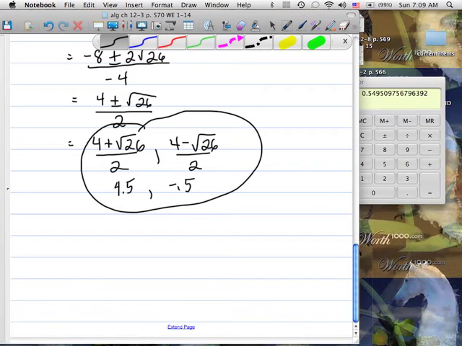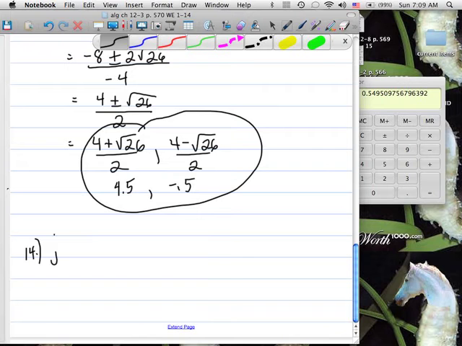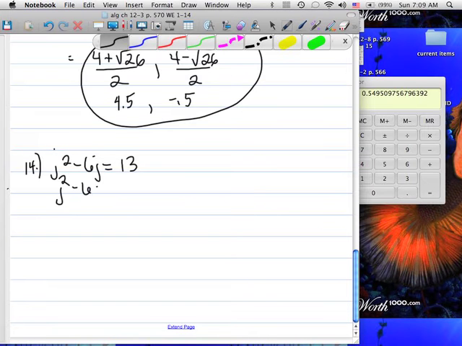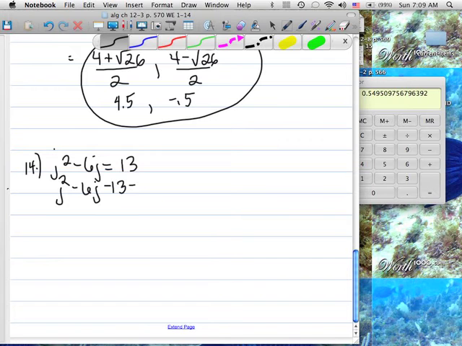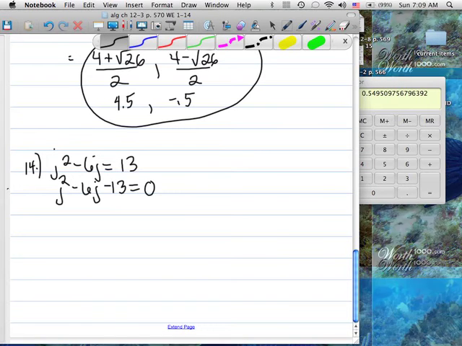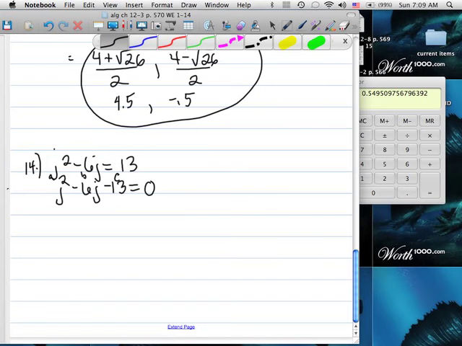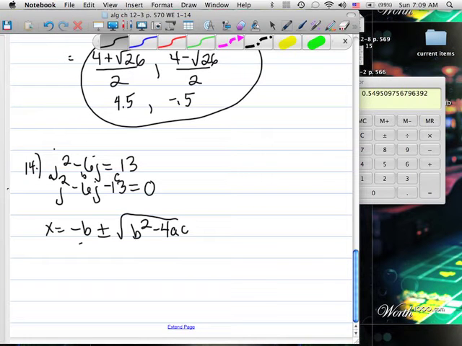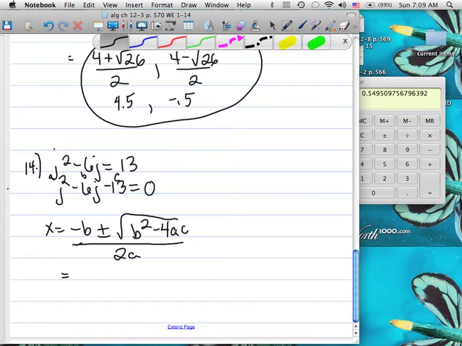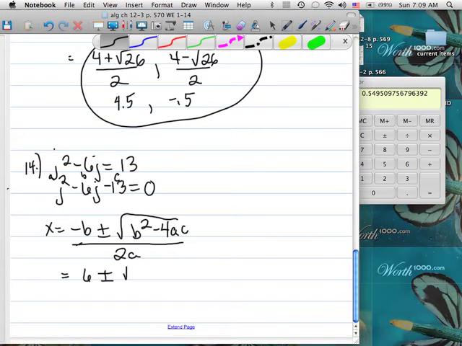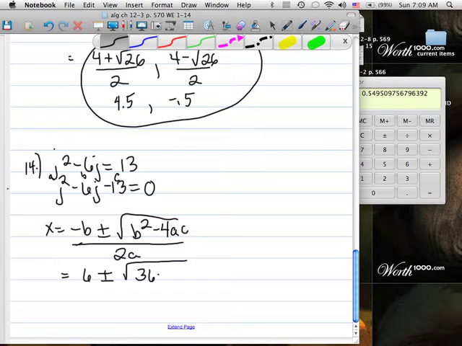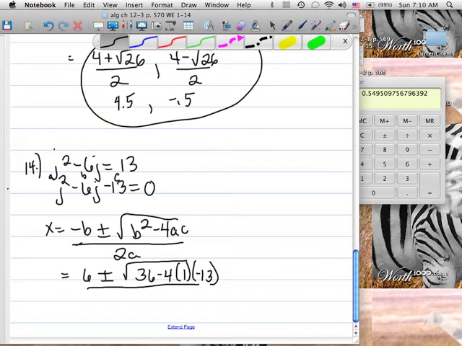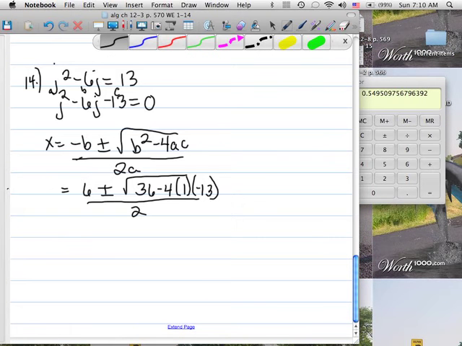And the last problem, number 14. We have j squared minus 6j equals 13. Remember, it has to be set equal to 0. So j squared minus 6j, bring the 13 over by subtracting it, equals 0. So a is 1, b is negative 6, and c is negative 13. x equals the opposite of b plus or minus the square root of b squared minus 4ac over 2a. The opposite of b is negative 6, so that'd be 6, plus or minus the square root of b squared, negative 6 squared is 36, minus 4 times a is 1, times c, which is negative 13, all over 2 times a, and a was 1, so it'd be 2.